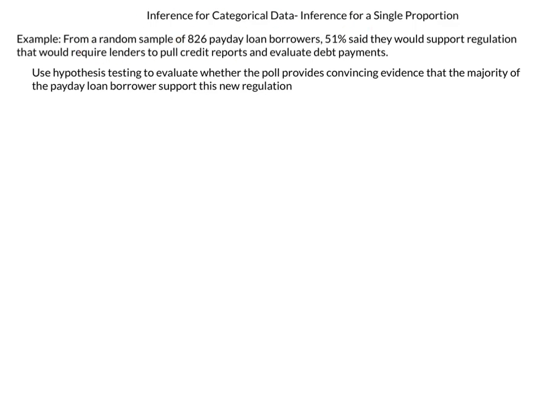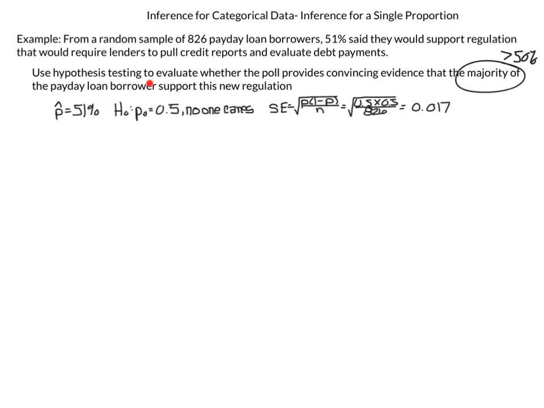Continuing with that same example of 826 payday loan borrowers, 51% saying they'd support some sort of regulation, use hypothesis testing to evaluate whether the poll provides convincing evidence that the majority of payday loan borrowers support this new regulation. And by majority, we're going to say that's greater than 50%. Pulling some of our data together, our p hat for our payday loan borrowers was given as 51%. So this is p hat that comes from our poll.